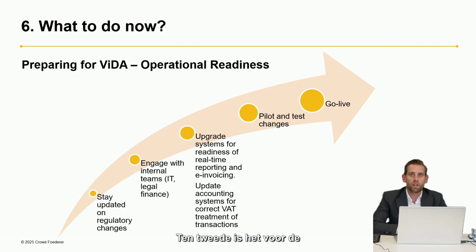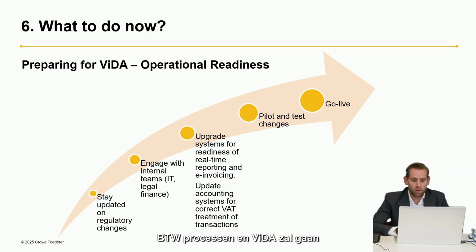Second, for the implementation, it's not only important that the tax team or the finance team will be busy doing that. I think it's important that you involve all the stakeholders in the organization. That means you need to involve your IT team, your legal team, your finance team, your operational team, because one way or another they're all involved in VAT processes. ViDA will touch upon systems, processes, compliance and reporting, so collaboration across these departments is very important.